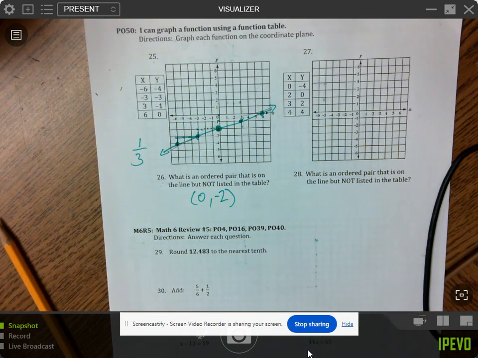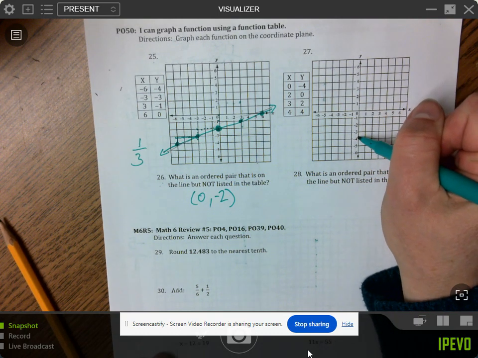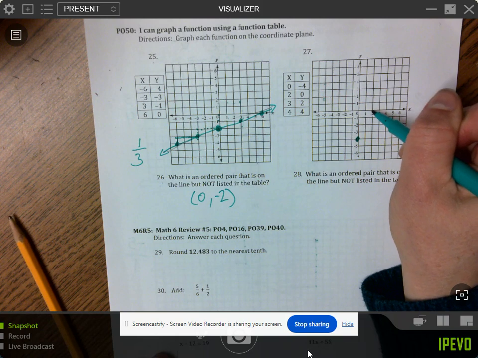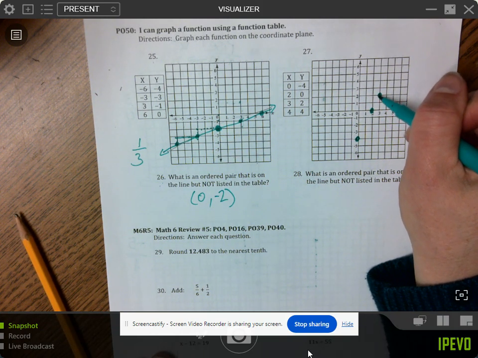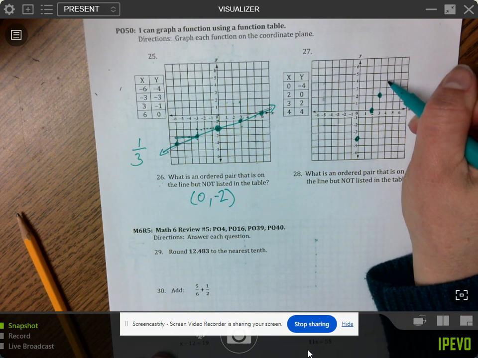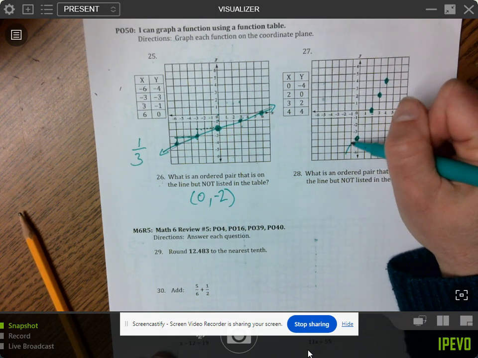Do you guys see how we got that? Okay. So let's look at our next one. I have 0, -4. I have 2, 0. I have 3, 2. And I have 4, 4. So I'm going to draw my line.